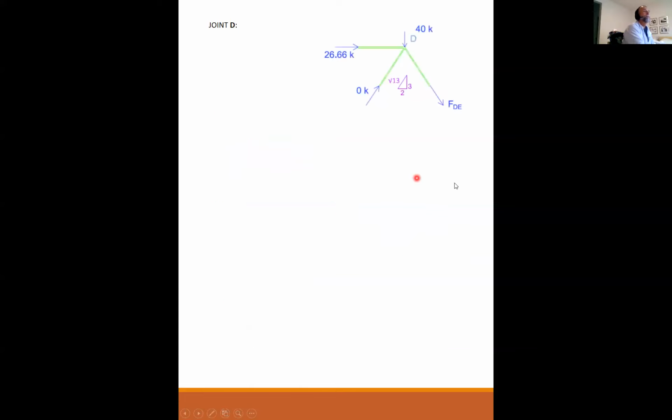So joint D, we have our compressive force of BD. We have 40 kips applied. We have our 0 force from CD, and we have an unknown FDE force drawn in tension. So I sum the forces in the y direction, and I have minus 40. I have 3 radical 13 times 0. I have minus 3 radical 13 times unknown FDE.